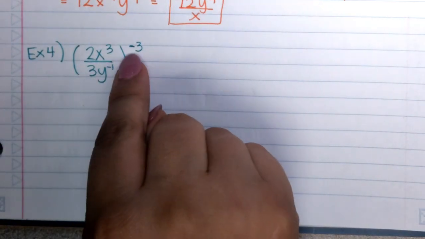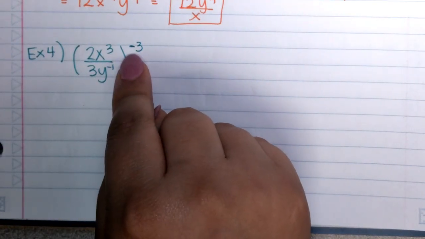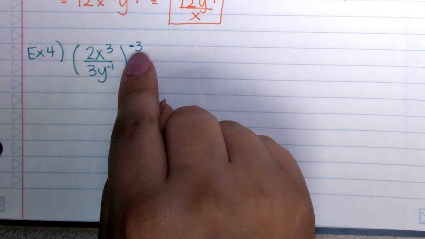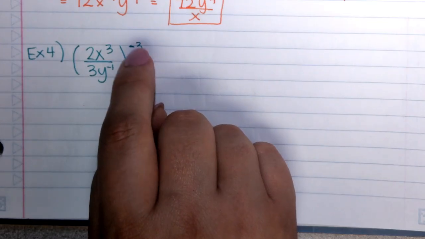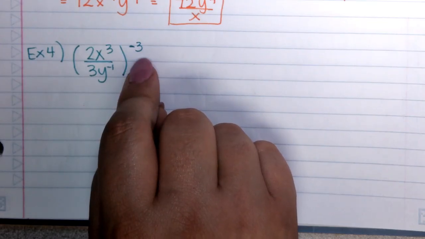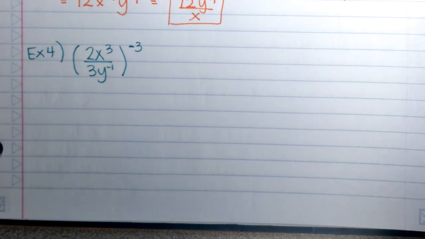I want to get rid of this negative before I do anything. How can I get rid of that negative with the 3? Y'all are whispering, but speak louder. How do I get rid of this negative with this 3? I can just flip my fraction. So instead of, is that what you said?